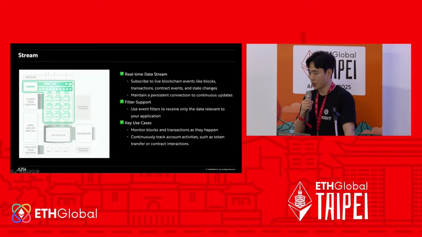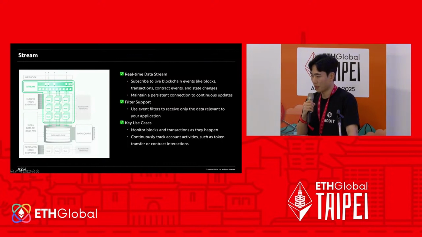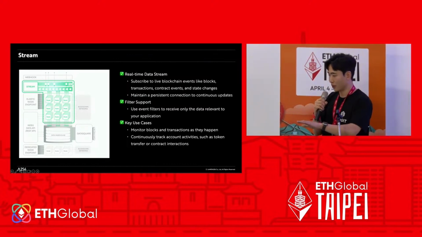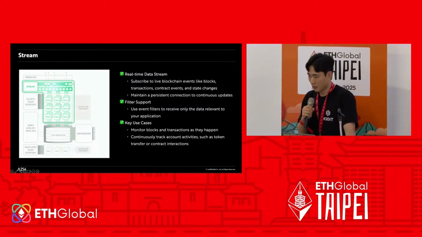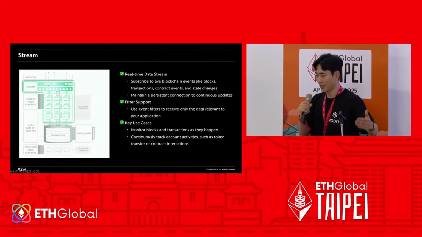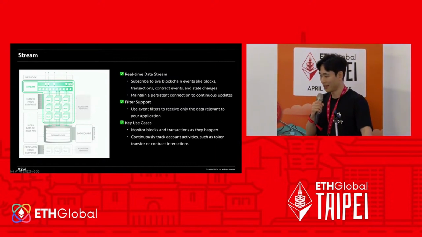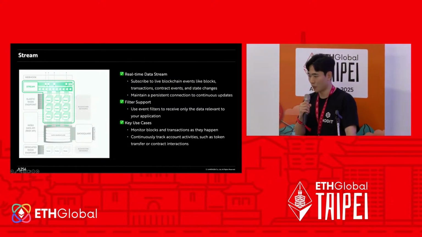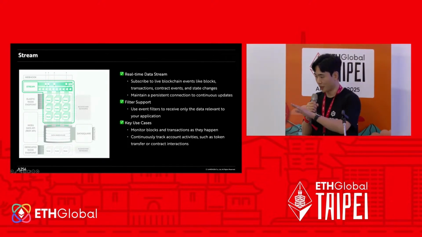And there's another option to get real-time data. This is a data stream. So you can subscribe to live blockchain events like blocks, transactions, or your custom contract events. But the difference is you have to maintain a persistent connection for receiving this kind of continuous update. And we also support the predefined event types for this feature as well. So you can monitor these kinds of things as well.